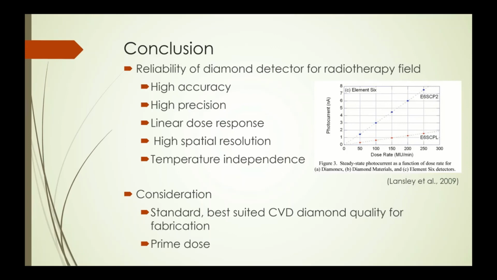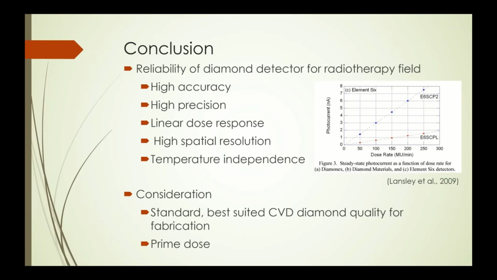The graph on the right shows the linear relationship of photocurrent to dose rate of a type of diamond material used in diamond detector experiment. Among the diamond sources, single crystal CVD diamond is the most suitable diamond material for radiation detector. This is because it is cheap and easy to fabricate. This is an important factor to have a fixed standard diamond detector.